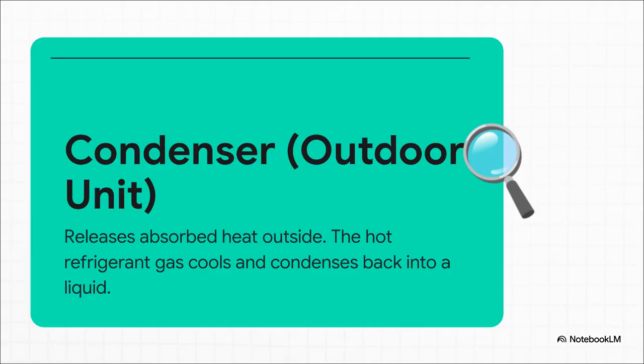So this super hot gas now travels to the outdoor unit, to the condenser. And that big fan on the outdoor unit starts blowing outside air across the coils. Since our refrigerant is way hotter than the air, heat just naturally radiates away from it into the atmosphere. That's the blast of hot air you feel if you stand over your AC unit. As it gets rid of all that heat, the refrigerant cools down and condenses back into a liquid.